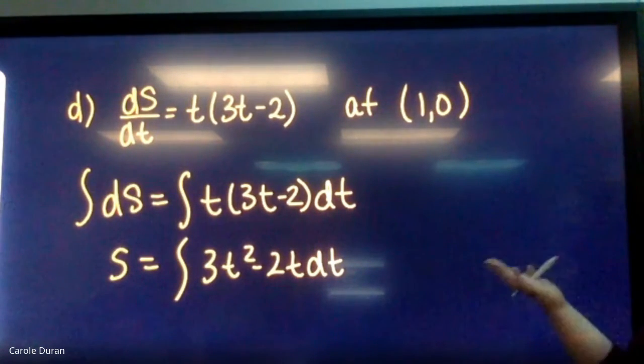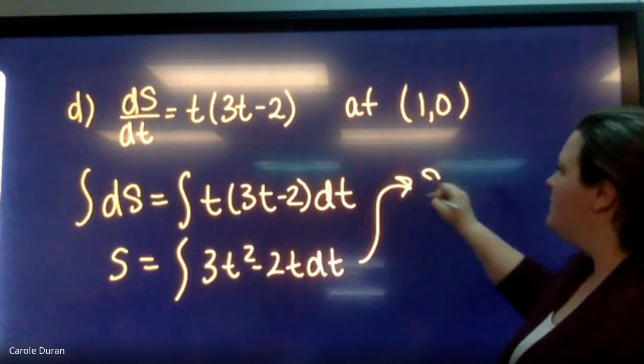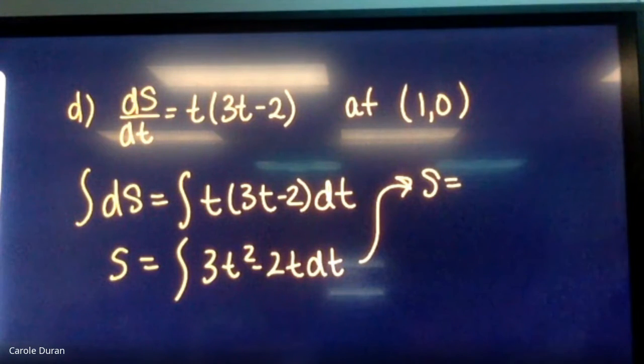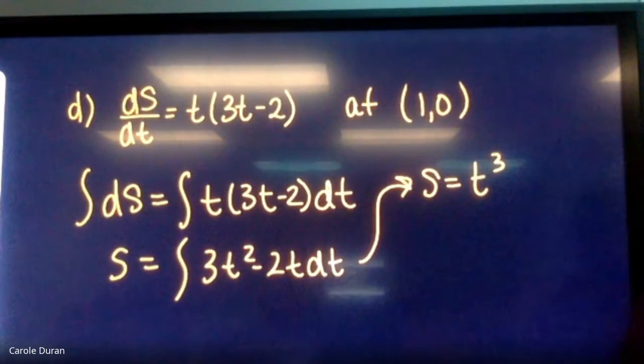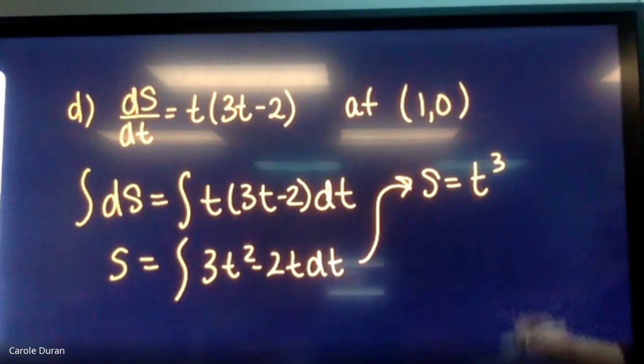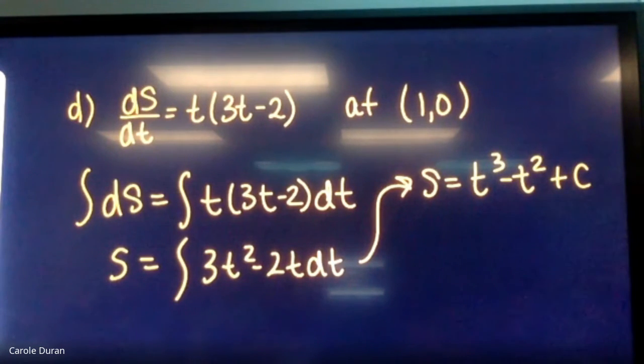And then I can just anti-differentiate each of these terms separately. So that means S equals, what is the antiderivative of 3t squared? No, that'd be the derivative. Antiderivative. T to the third. T cubed. What is the antiderivative of negative 2t? T squared. And then we have the plus C at the end.